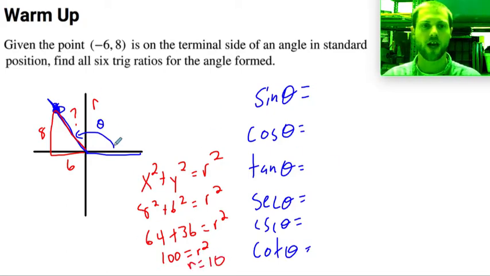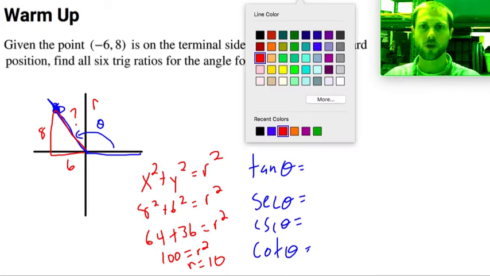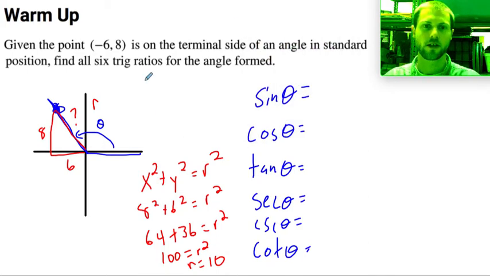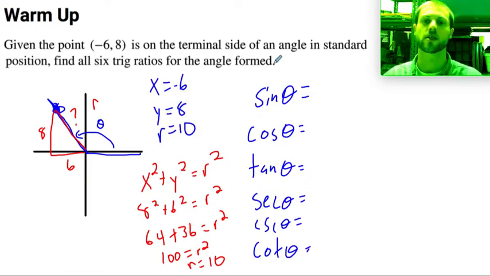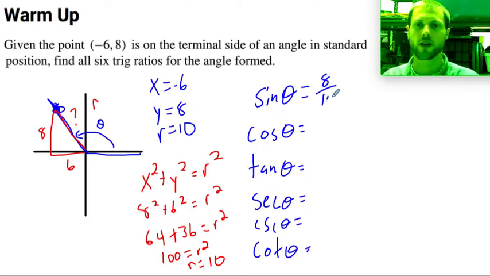So knowing that, the sine of this angle is going to be equal to the opposite over the hypotenuse, or the y over r. So we can start to just fill things in. I know that x equals -6, y equals 8, r equals 10, and I fill in all of my big 6 trig ratios. So the sine of theta is going to be y over r, so that's 8 over 10, which is equal to 4/5.